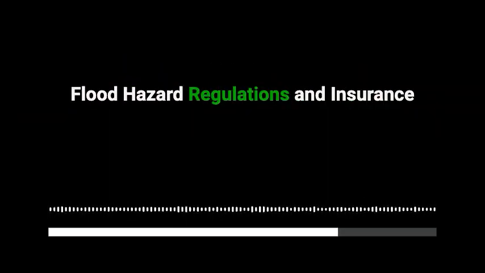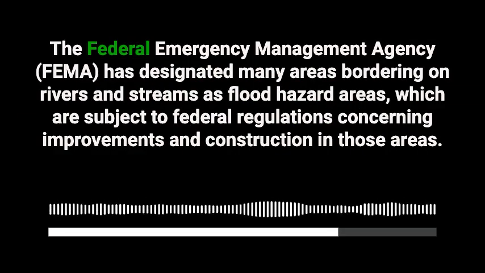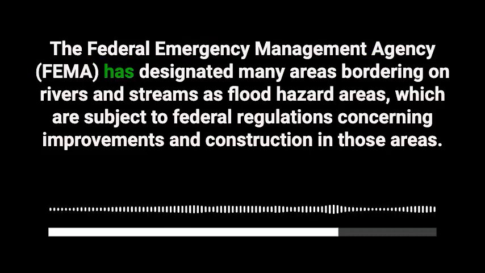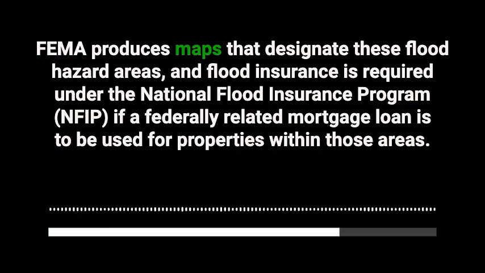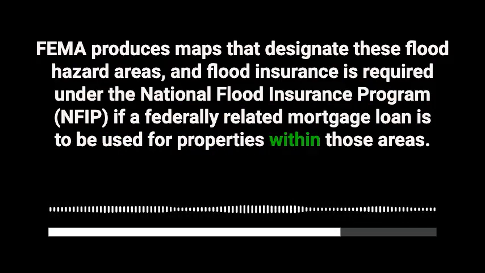Flood hazard regulations and insurance. The Federal Emergency Management Agency has designated many areas bordering on rivers and streams as flood hazard areas, which are subject to federal regulations concerning improvements and construction in those areas. FEMA produces maps that designate these flood hazard areas, and flood insurance is required under the National Flood Insurance Program if a federally related mortgage loan is to be used for properties within those areas.